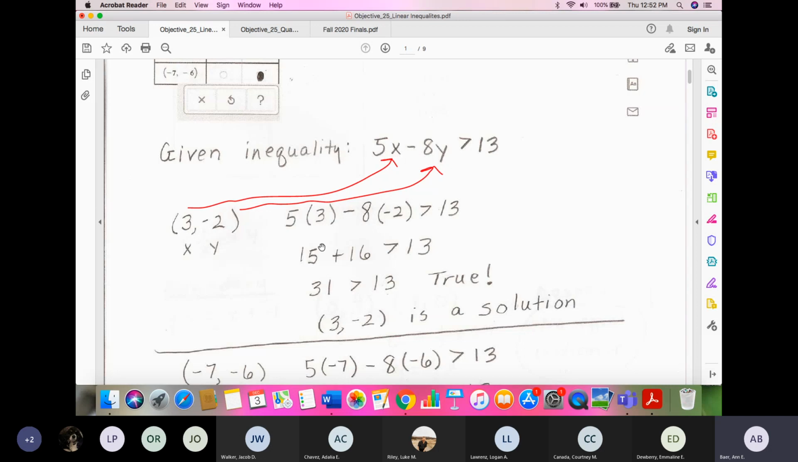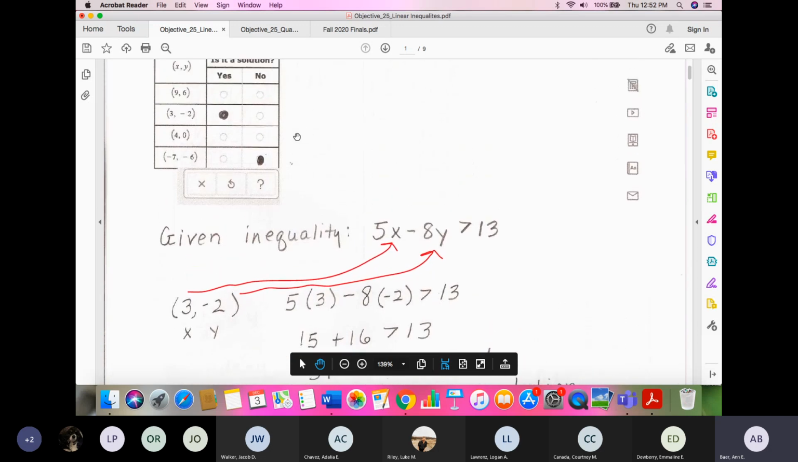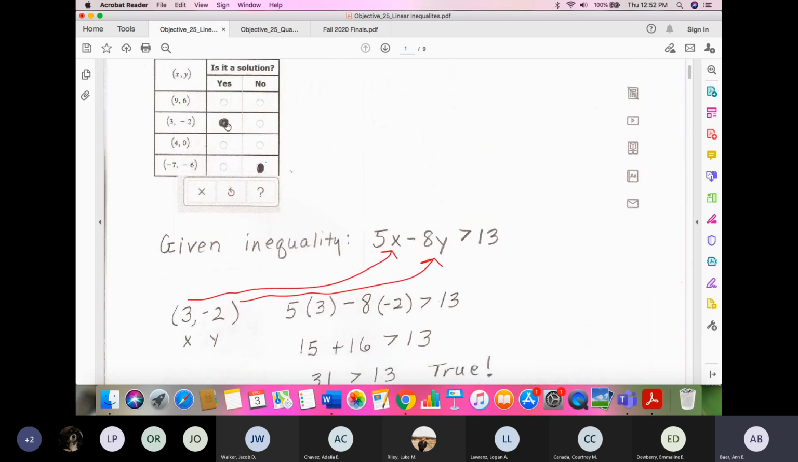So 5 times 3, 15. Negative times a negative, positive. 8 times 2, 16. Greater than 13. 15 plus 16 is 31. Greater than 13, absolutely true. That means our ordered pair, 3, -2, is indeed a solution. So we check yes, or we color in the circle with a yes above it. So we're going to color this in. I colored that in. Any questions?